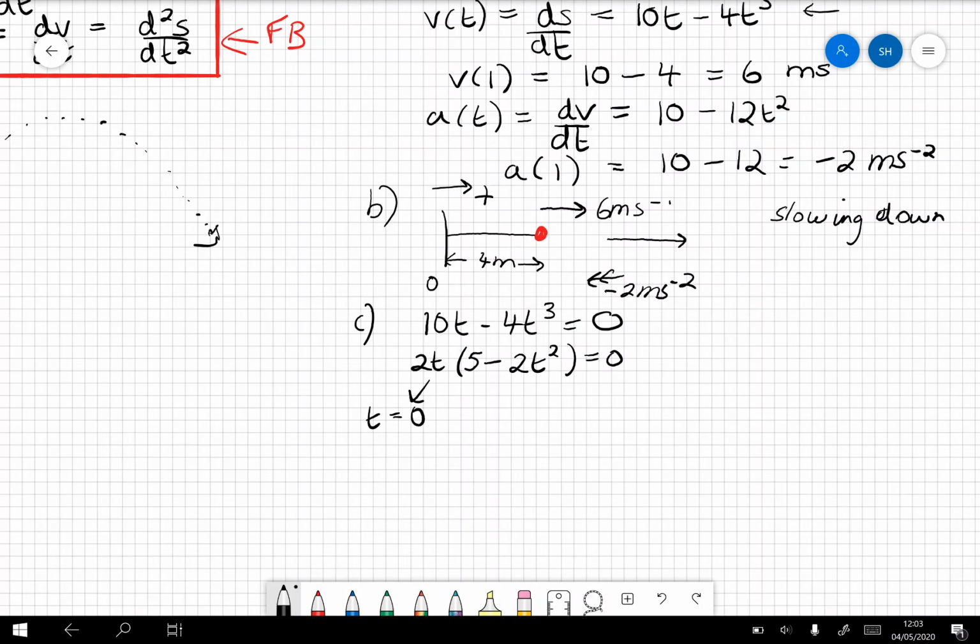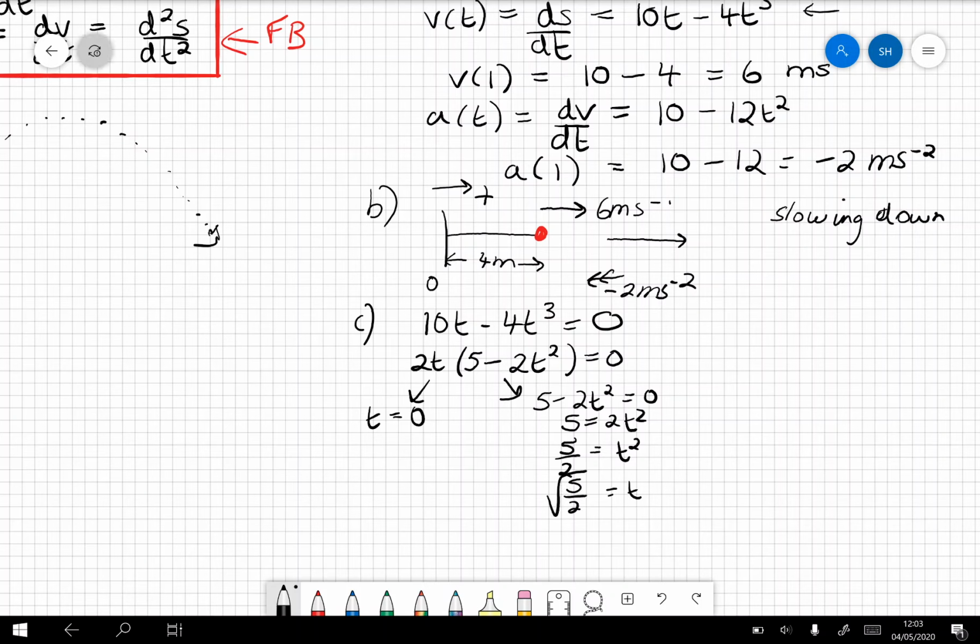The first one is the time being 0, which is true, it's one of our answers, but it's not a very interesting answer. It started at rest. That's not particularly exciting, quite common. But this one here, we can also solve that. So 5 minus 2t squared is 0. 5 would be 2t squared. t squared would be 5 over 2. And so t is the square root of 5 over 2.